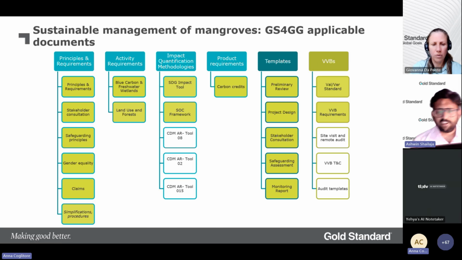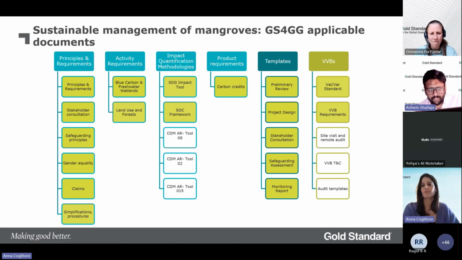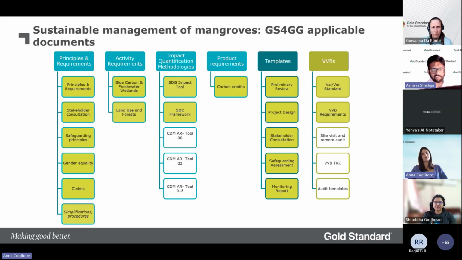Thanks. So this is just a bird's eye view of all the documents that you may have to check during the audit. On the left extreme are the core requirements of Gold Standard, which you will anyway have to check during the audit. The principles and requirements, the stakeholder consultation requirements and guidelines, the safeguarding principles and requirements, and gender, and other key requirements and product requirements, which Giovanna also touched upon during her discussion on BCFW activity requirements. So these are the core requirements on slide 1.